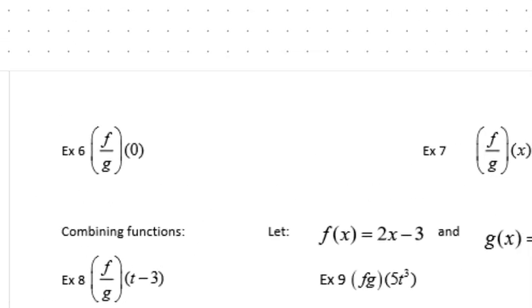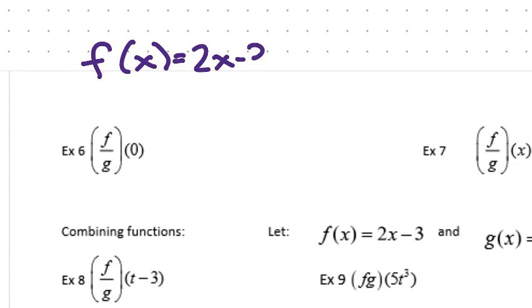Let's do some more combining. F divided by g of 1. So remember our f of x equals the 2x minus 1. No, minus 3. Okay, I was right. And then our g of x is x squared minus 1. So let's do this f of g, f over g with a 0.